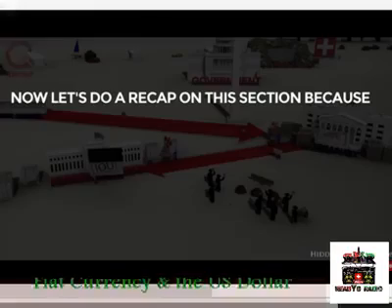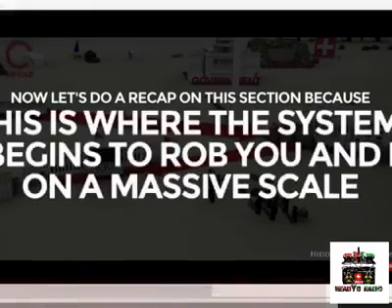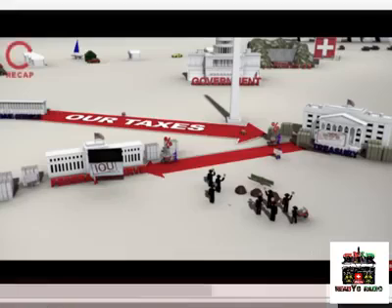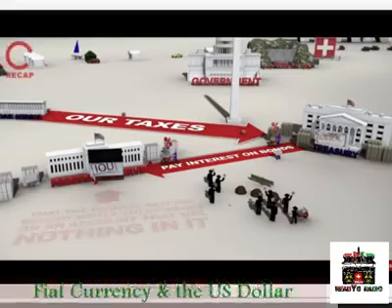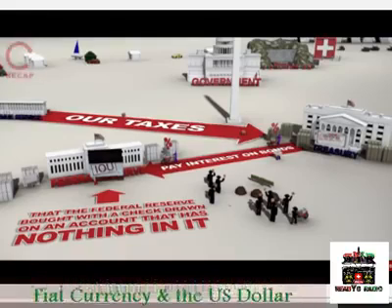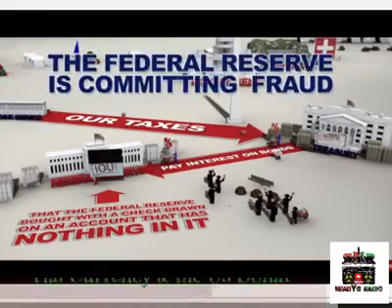Now let's do a recap on this section, because this is where the system begins to rob you and I on a massive scale. Much of our taxes are not used for schools, roads, and public services, but to pay interest on bonds that the Federal Reserve bought with a check drawn on an account that has nothing in it. The Federal Reserve is committing fraud.